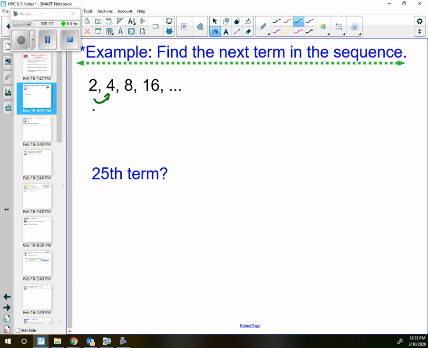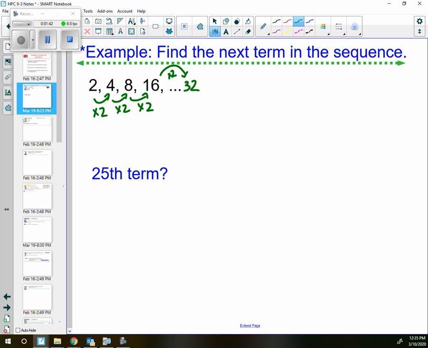Another way to get from 2 to 4 is times 2, and then we can times by 2, and that works again, and times by 2. So we can talk about this as a multiplication factor from one term to the next. Multiplying by 2, the next term would be 32, 16 times 2. So this is a great example of a geometric sequence. If I multiply by something to get to the next term, that would be geometric.